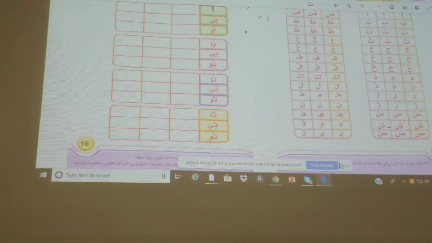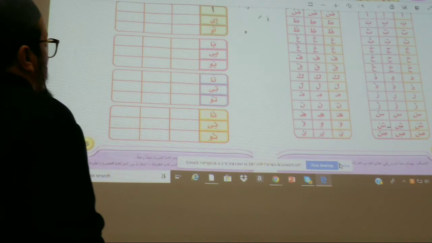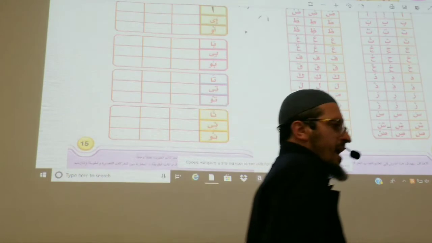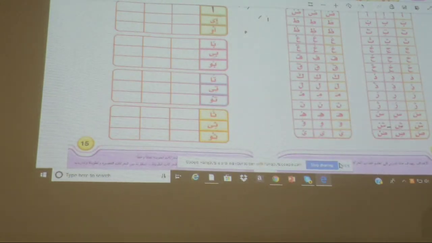All right? So we'll do this with the exercise. The first one is a, i, u. A, i, u. Okay, the next one, here we see the second one, how the ba is at the beginning of the word. Here you have a ba connected with an alif. So it's ba. Say it. Ba.